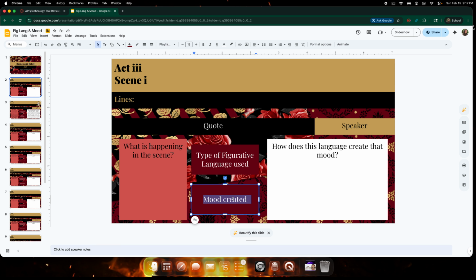There's a lot that happens in Act 3, Scene 1. You need to be able to tell me, how are you as the audience feeling based on what's happening? Of course, you need to be able to articulate what is happening in the scene. So here in this box, you will give me a sentence or two talking about what is happening at the specific moment that your group is responsible for. And then finally, you have the analysis portion where you are going to be talking about how the figurative language actually creates the mood that you're saying is in this section of the scene.